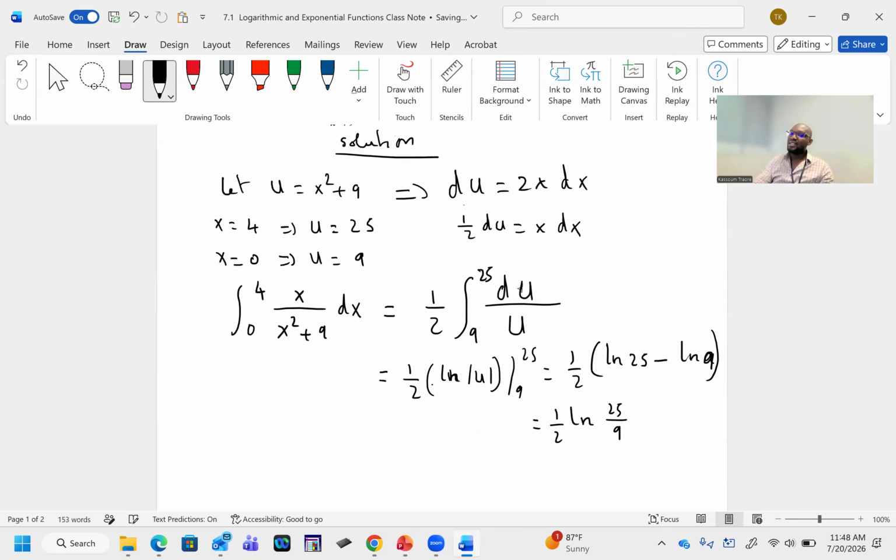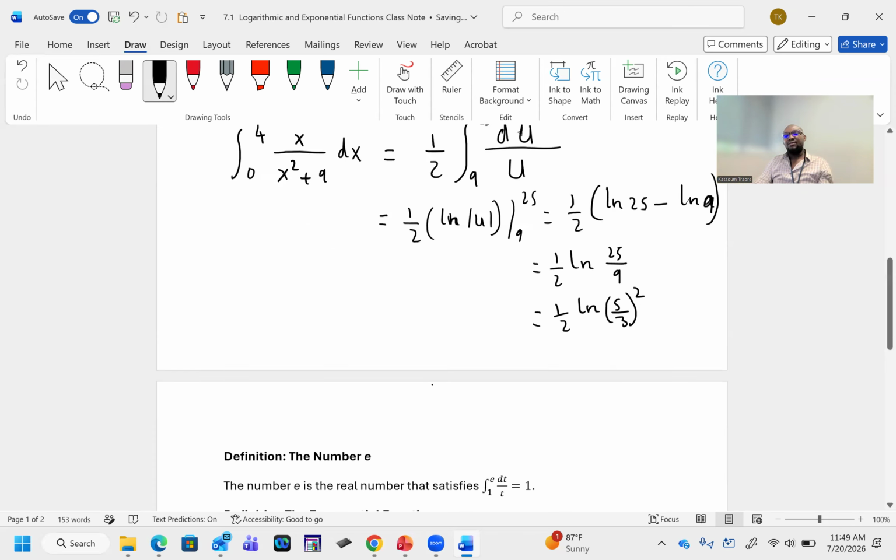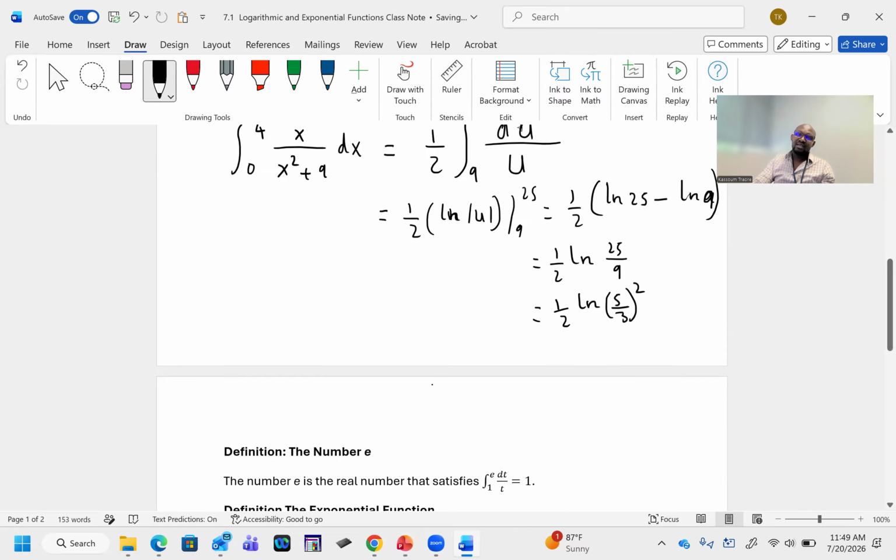And if you want, you can still simplify because 25 divided by 9 is the same thing as what? So you see, it's good to play with this one. 5 divided by 3 squared, and with the ln property, the 2 will come down. So this final answer will be ln of 5 divided by 3.